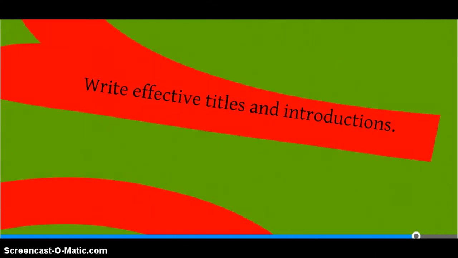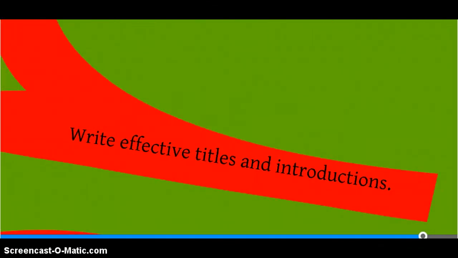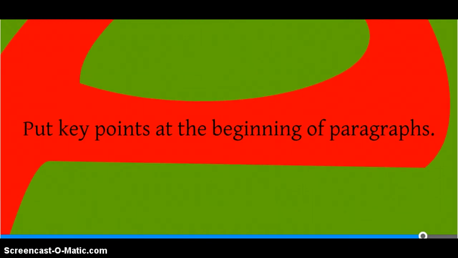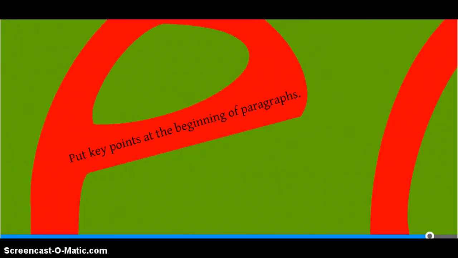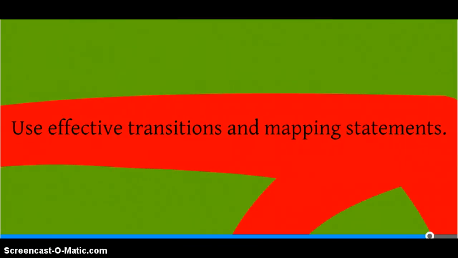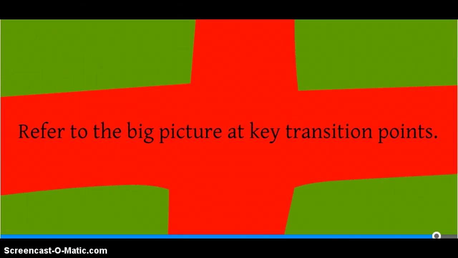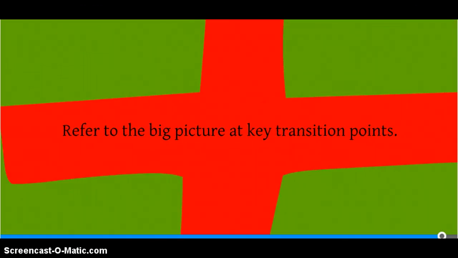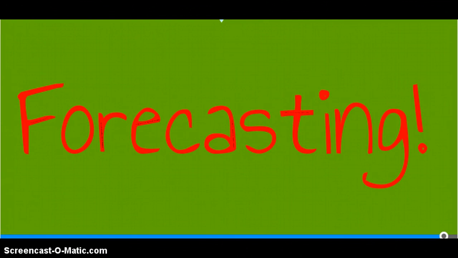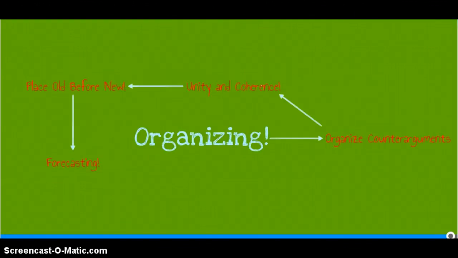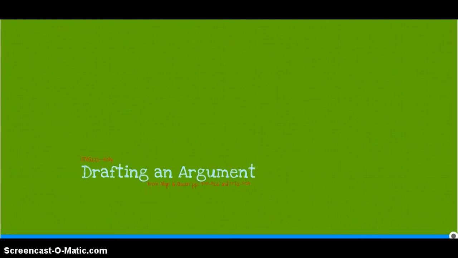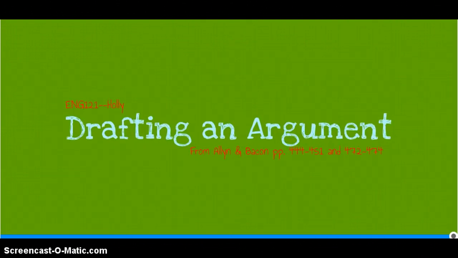In order to achieve this, you want to be sure to write effective titles and introductions, place your key point statements at the beginnings of each paragraph, use effective transitions and mapping statements, as well as headings and subheadings, start and end with the big picture, and refer to the big picture at key transition points. Keep these strategies in mind as you organize and draft your arguments in the academic writing that you do for this and your other classes.